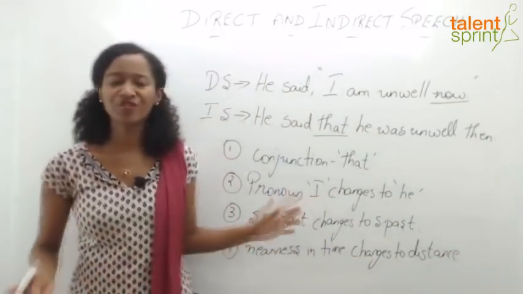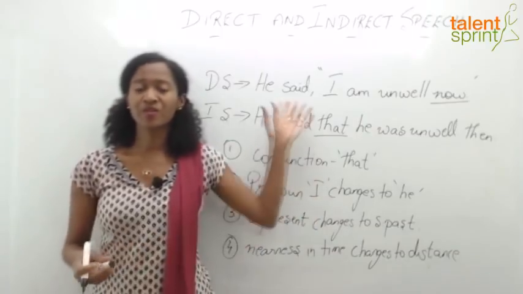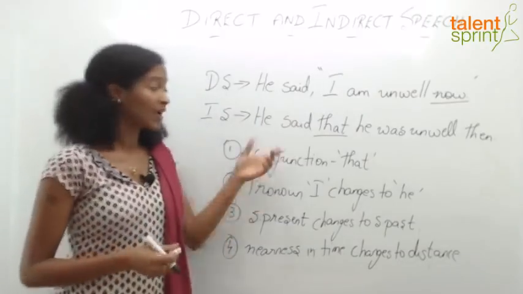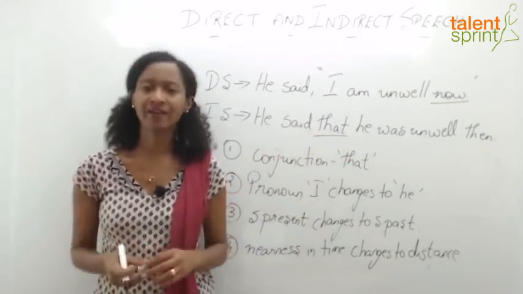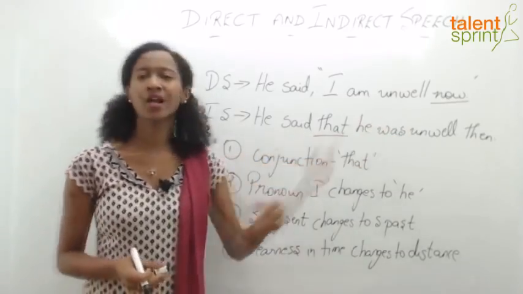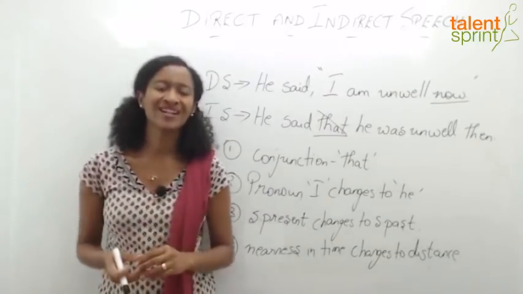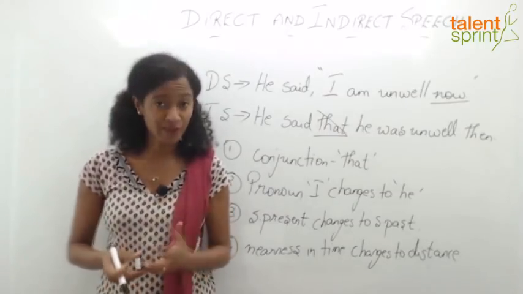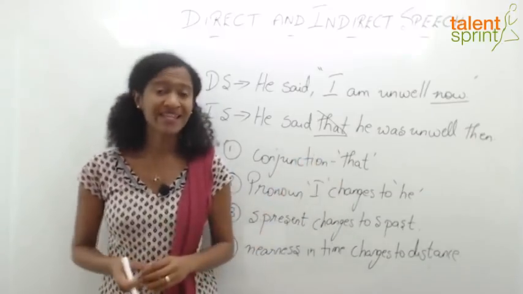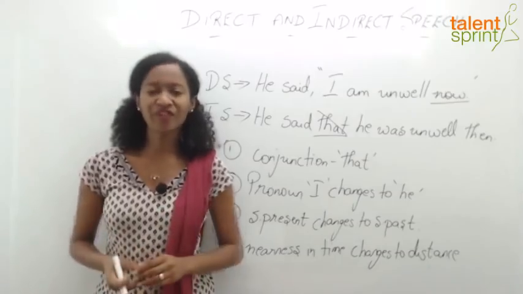So these are pretty much the 4 obvious changes that we see when we make the change from a direct speech to an indirect speech. Now please note, nowadays this conjunction that is not included. So you could also say, he said he was unwell then, without this that, right? So if you come across an example sentence of an indirect speech or a reported speech that does not have that, it doesn't mean it's incorrect. That also is correct.